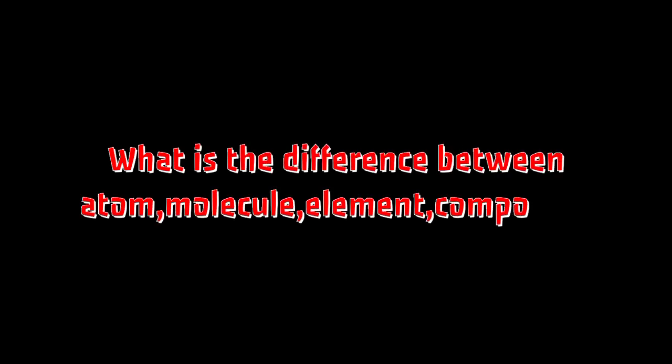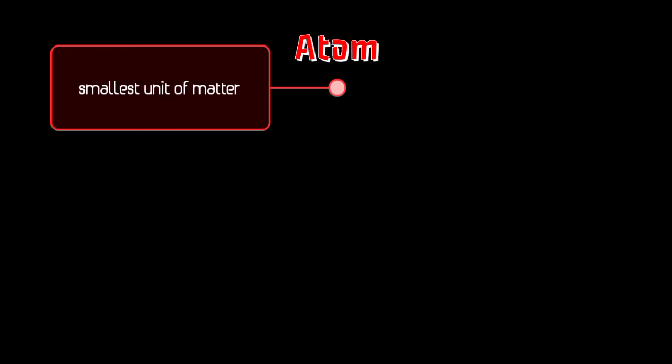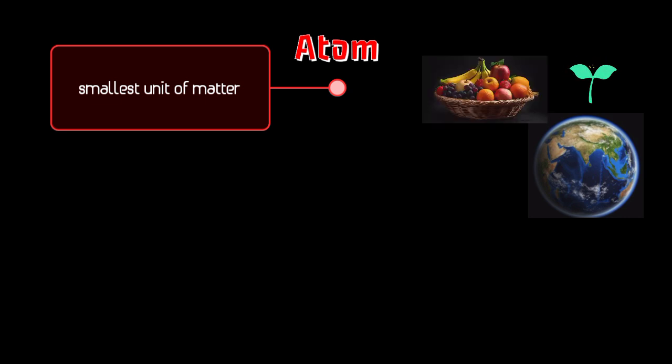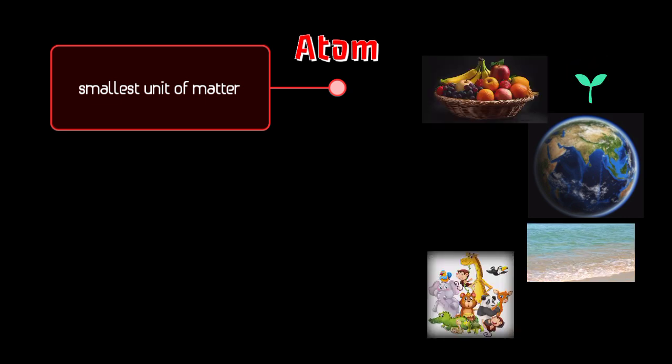What is the difference between atom, molecule, element and compound? Atom is the smallest unit of matter. I mean everything in this universe is made up of atoms. For example, plants, fruits, animals, water, etc.